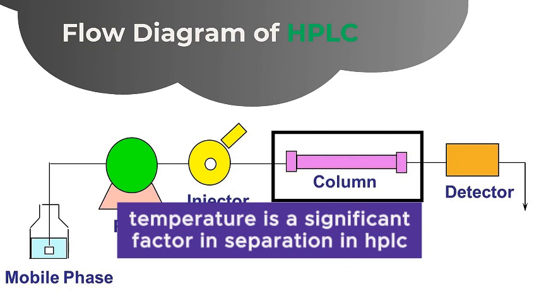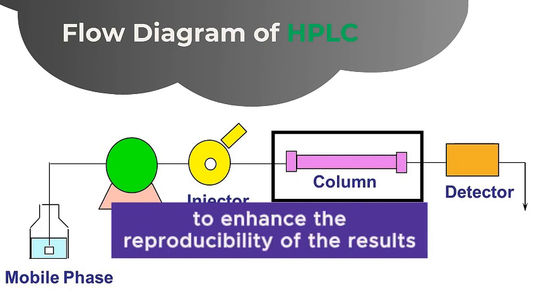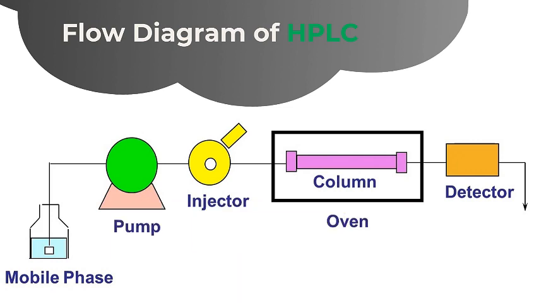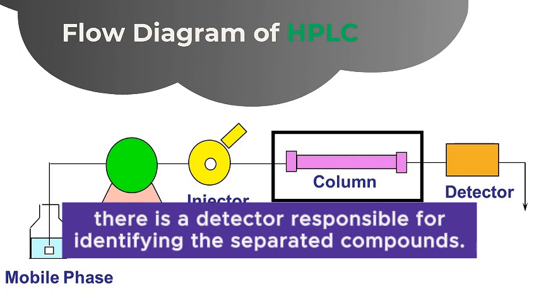In HPLC, maintaining a constant temperature is crucial to enhance the reproducibility of the results. The separation occurs in the column during the chromatography process. And after the column, there is a detector responsible for identifying the separated compounds.